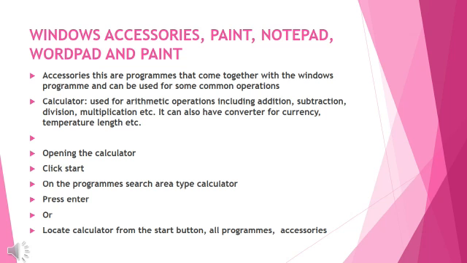How do you open the calculator? There are two methods to open programs. One, you can click start. When you click on start, on the program's search area, if you're using Windows 10, which is very common nowadays, there's a place written type here to search. You type the word calculator there, then you press enter, and the calculator will open. Or else you can click start and look for the word calculator. Among the items that appear, you can scroll, locate the calculator and click on it.